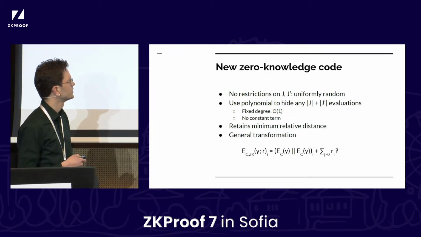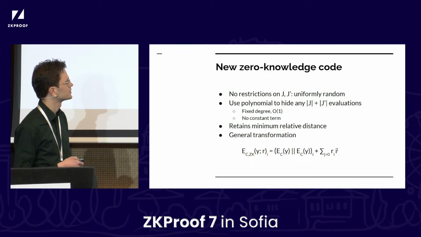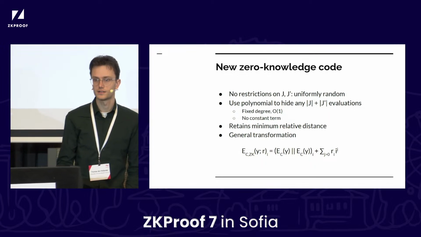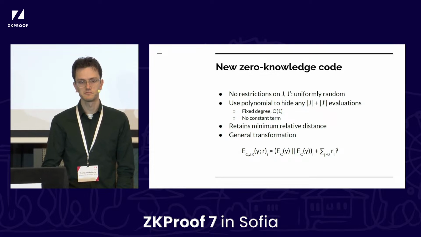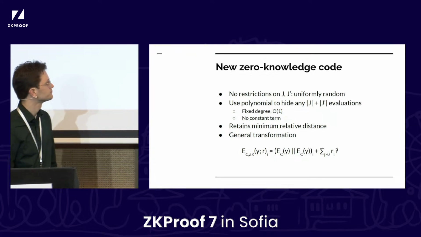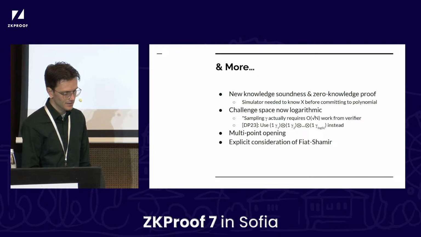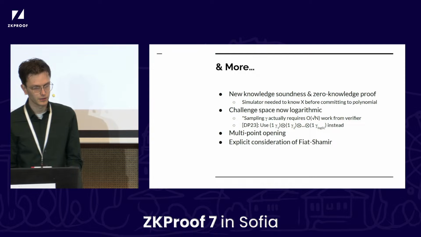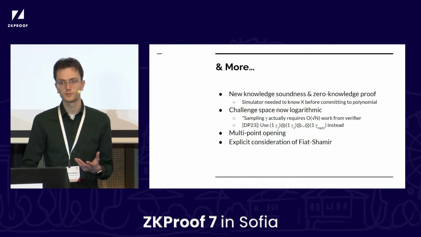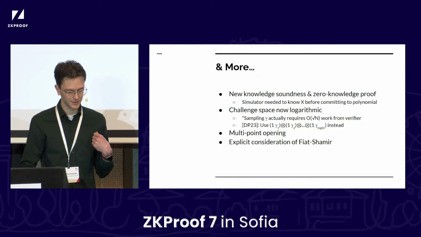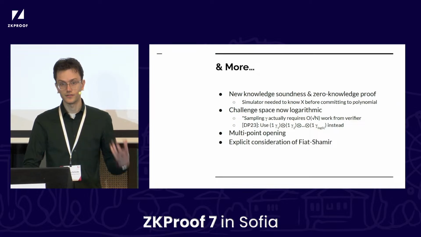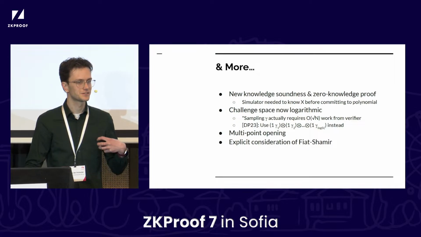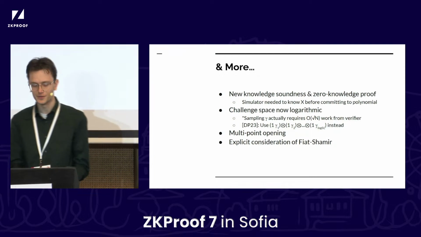We copy the codeword, and then we add this polynomial without a constant term, and the relative distance is the same that the original code has. Then we also need a new zero knowledge proof and a new knowledge soundness proof. So we provide these proofs, and we make sure that they are more rigorous than the original proof was.